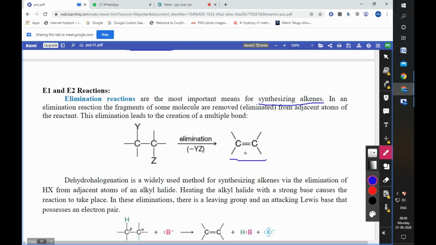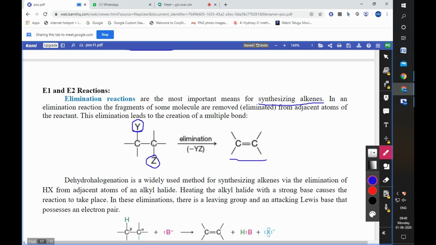So what happens in elimination? In elimination reaction, two fragments of the starting molecule are lost. Starting molecule is the reagent, say this is the substrate. We call starting molecules as substrates. So during elimination reaction, two fragments in the substrate will be lost from adjacent carbon atoms. Here the fragments are lost from adjacent carbon atoms only.